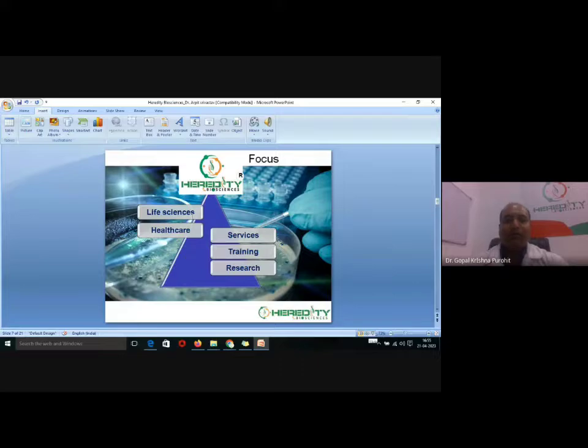Now it's time to focus on the company's core activities. So we are focusing on life sciences as well as healthcare services, and in both of these activities we are providing complete hands-on training as well as research activities for professionals.